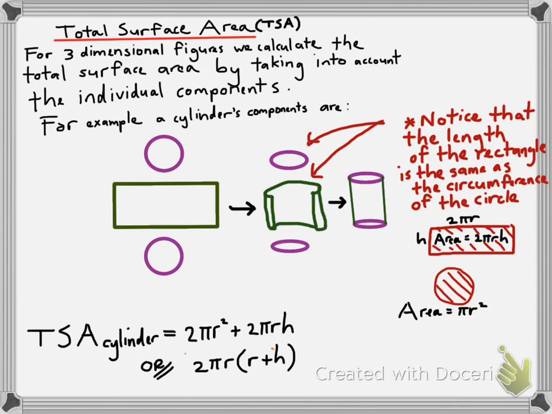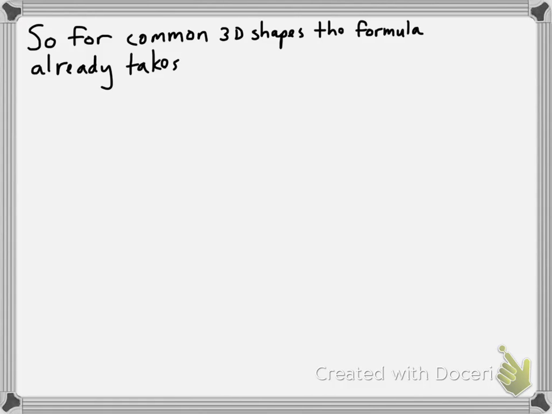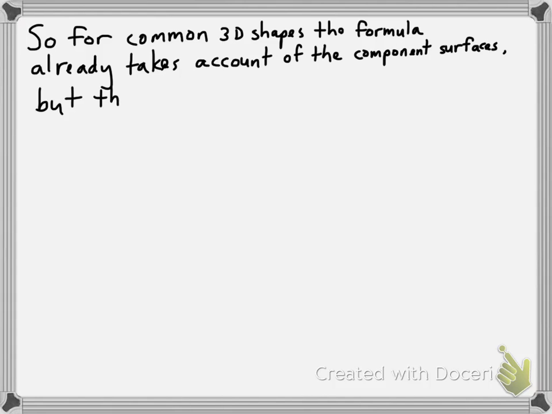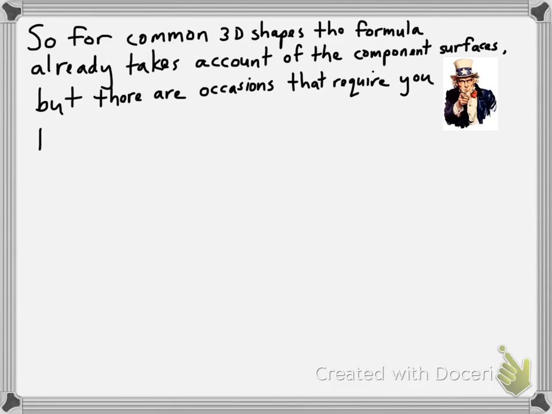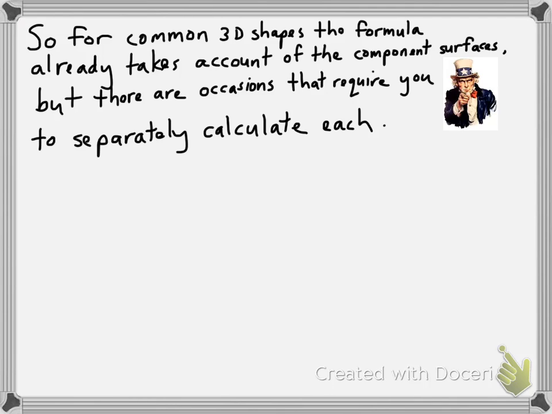Now we can rewrite that formula by factorising and taking out a common factor of 2 pi r, so we could use the formula in this second form, 2 pi r bracket r plus h. So for common 3D shapes, the formula already takes into account the various component surfaces. But there are occasions that require you, that's you, to separately calculate each.